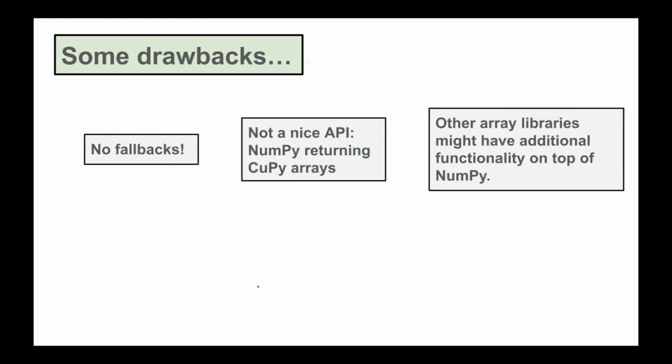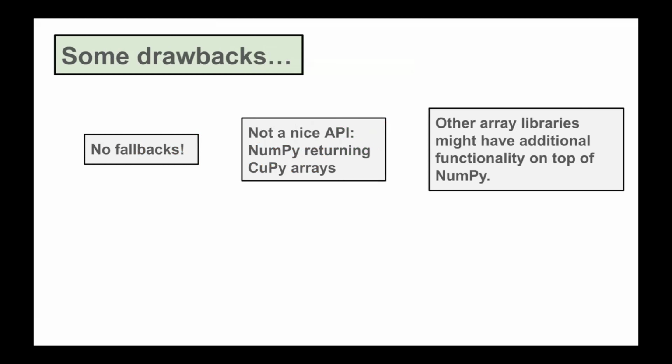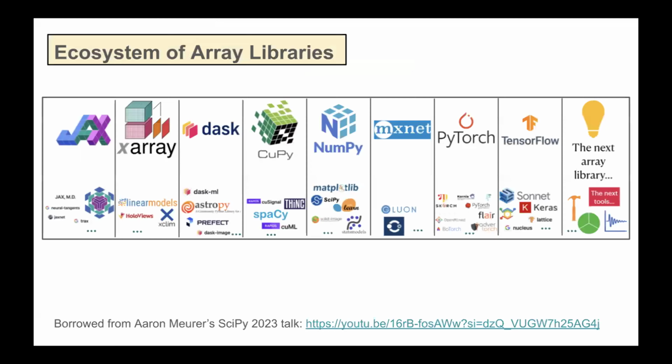And some drawbacks are that there are no fallbacks. If CuPy does not implement this function, then it will just give this NotImplemented error, whereas in NetworkX, it will fall back to the native implementation. Also, if a NumPy function returns a CuPy array, it's not a nice API. And some array libraries might have additional functionality that might not fit into NumPy's API. So the array API standard was introduced.